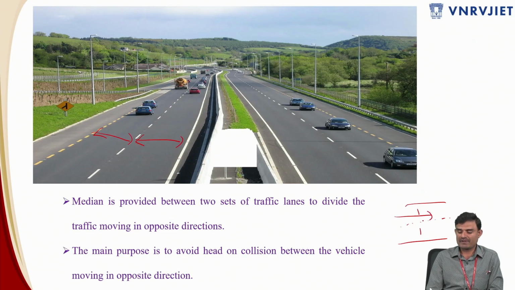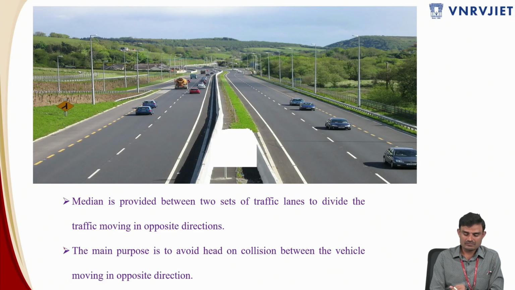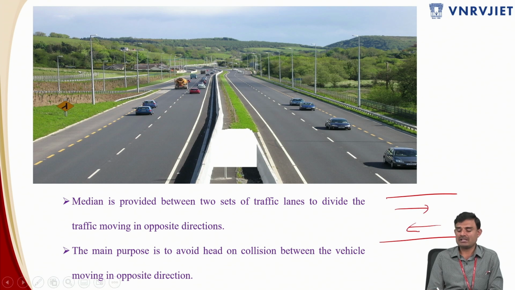If the movement of the traffic is in this direction in both the lanes, that is said to be 2-lane one-way traffic. But if you have a 2-lane road like this, with 1 lane moving in this direction and the other lane traffic moving in the opposite direction, that is said to be a 2-lane, 2-way carriageway. So that is regarding the 2-lane carriageway.